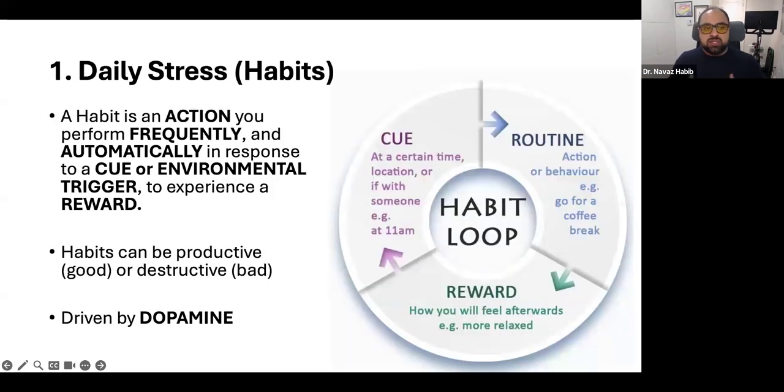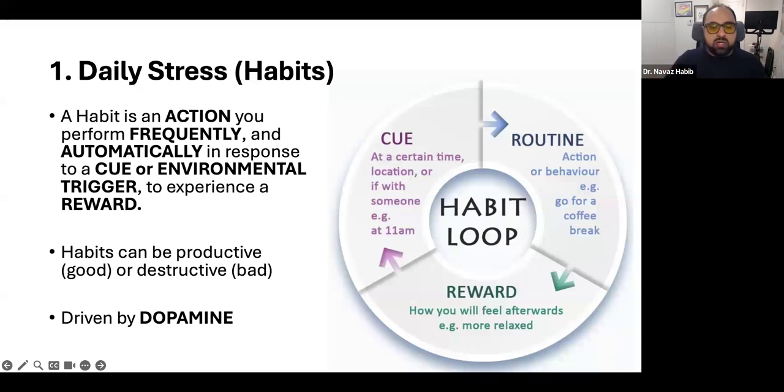So daily stressors are these habits. A habit is an action that you perform frequently and generally automatically in response to a cue or environmental trigger to experience a reward. They can be productive or destructive, and they're generally driven by dopamine. There's almost like this drive to experience these dopaminergic reactions internally. And daily stressors can often be choices that we've made that have ingrained themselves through neuroplasticity into loops that we tend to get into really easily without consciously thinking about them. So these are things that we need to look into.